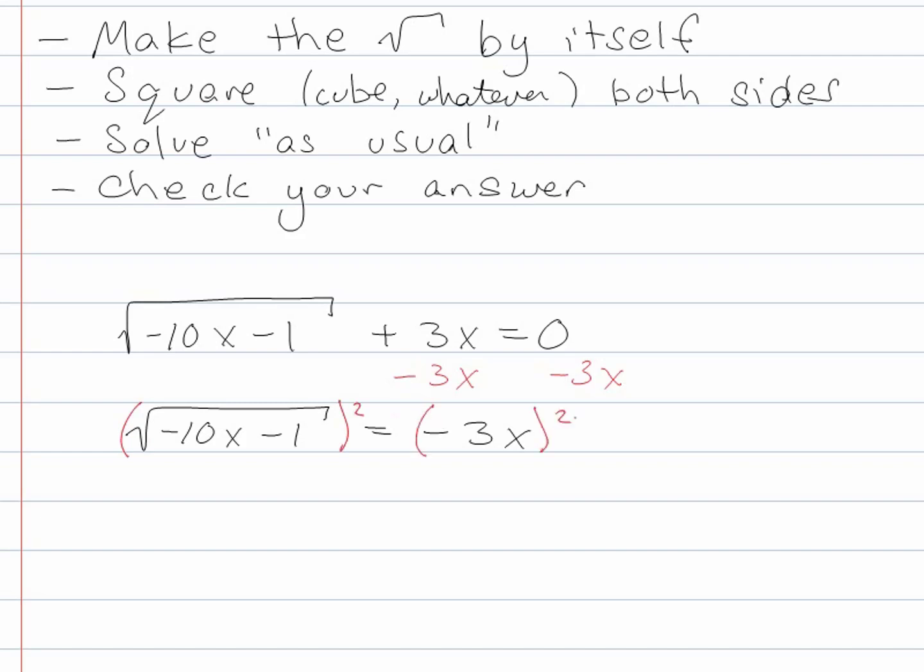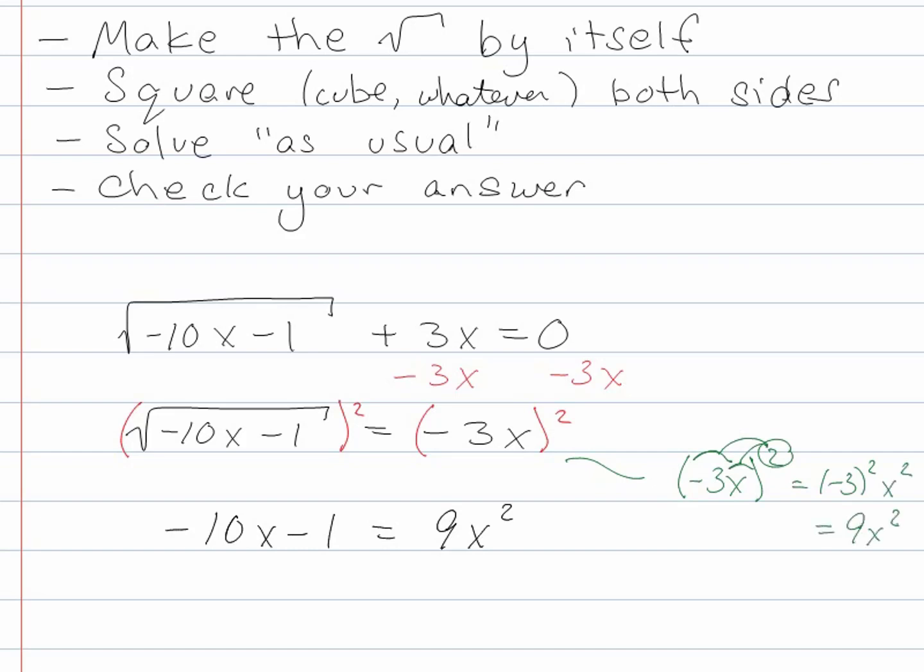Since this is a square root, we're squaring both sides. So on the left, we end up with whatever we had on the inside of the root. And on the right, we have 9x squared. If that's throwing you for a loop, remember that negative 3x squared, I can apply that little squared thing to the negative 3 and to the x. So I have negative 3 squared times x squared. Gives me 9x squared. Like that.